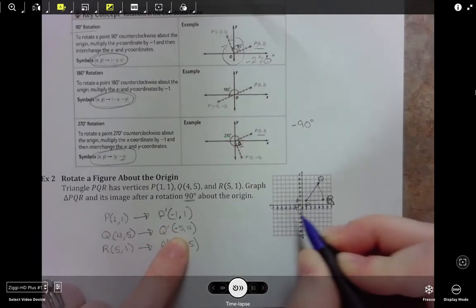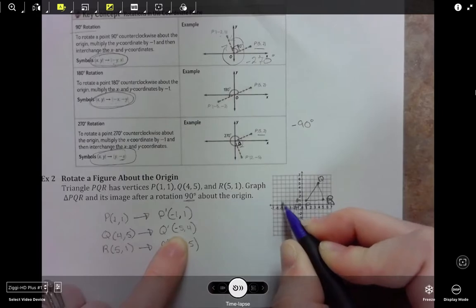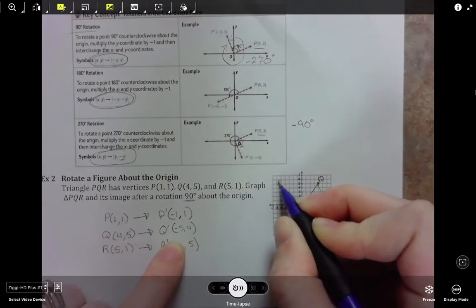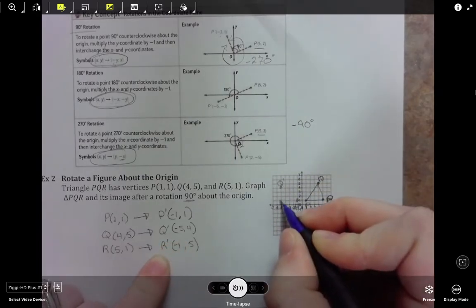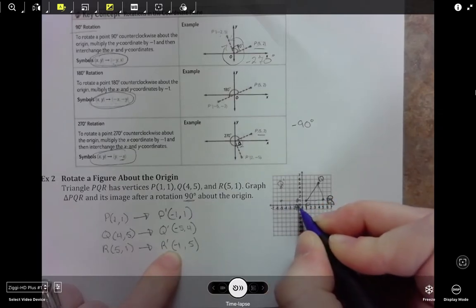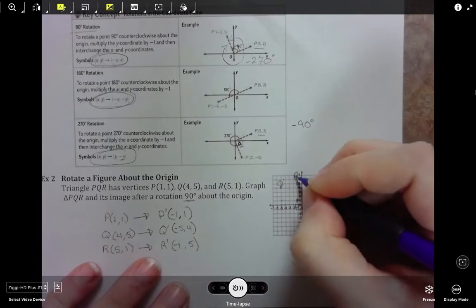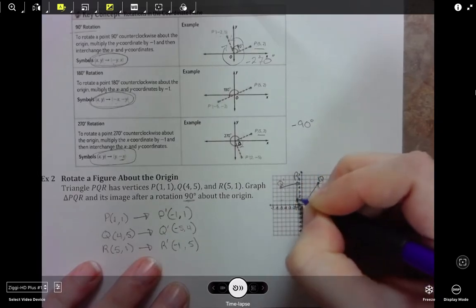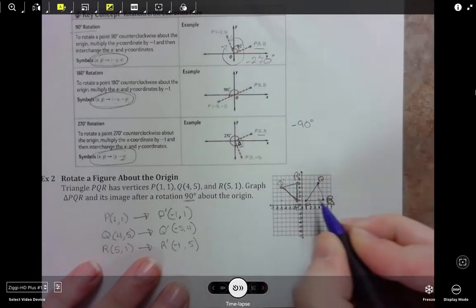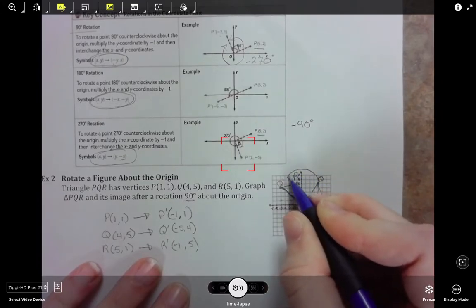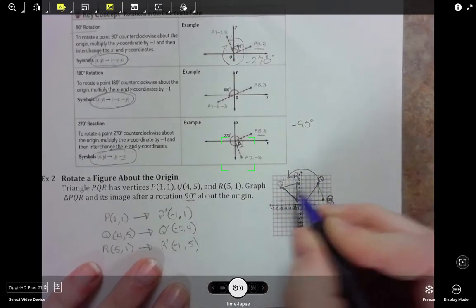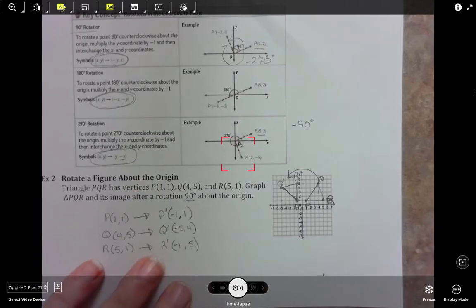Then we have negative 1, 1. That's P prime. Negative 5, 4, Q prime, and R prime is negative 1, 5. Sorry, up here. R prime. So I've just taken him and rotated him up this direction, 90 degrees. Okay, so you can kind of see how that will look.